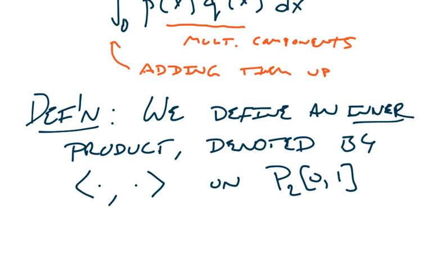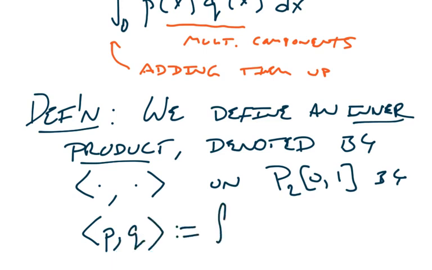Alright, so we define this inner product, denoted by the funny angle brackets, on P2 by: the inner product of P and Q is defined to be the integral from 0 to 1 of P of x times Q of x dx.